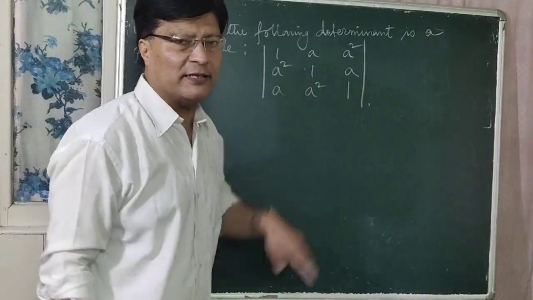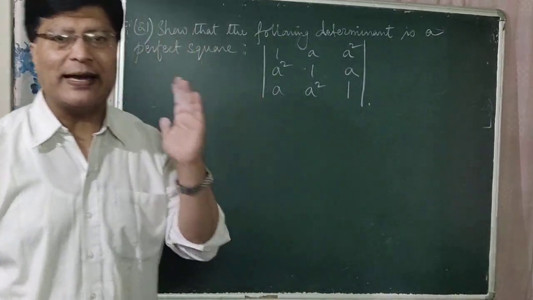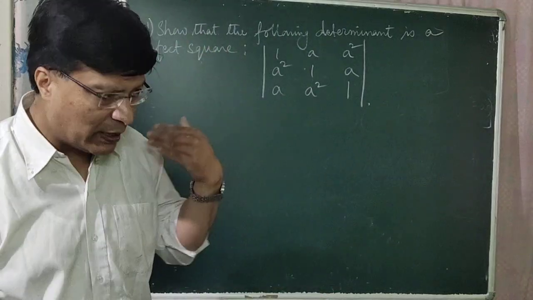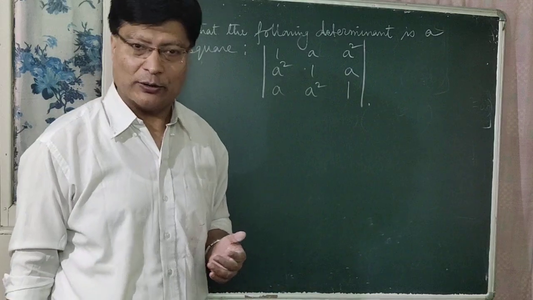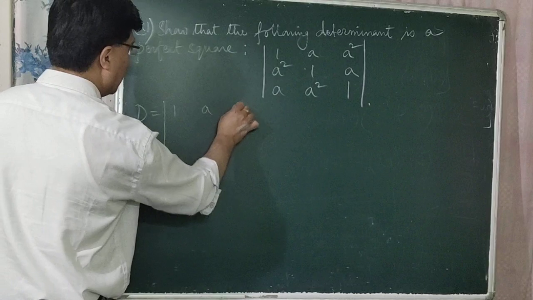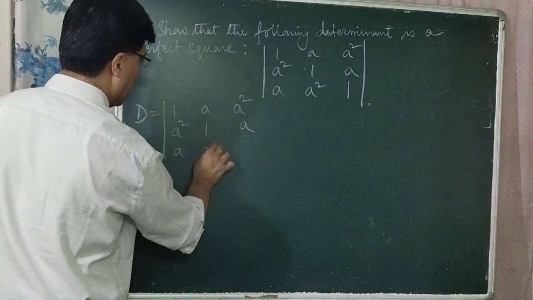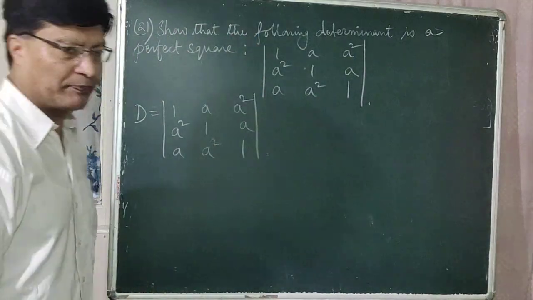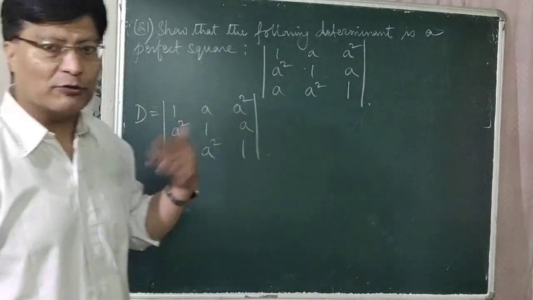So you have to simplify this determinant by using the property, and after that you should get the answer as a perfect square. It may be in the form of a whole square, or a plus b whole square, or a plus b plus c whole square, like that. Okay? So let us write down. D is equal to 1 a square, 1 a square, 1. So let us simplify it. Let us use the property. Which property is used for you to simplify it? It will be easier for you to simplify it.